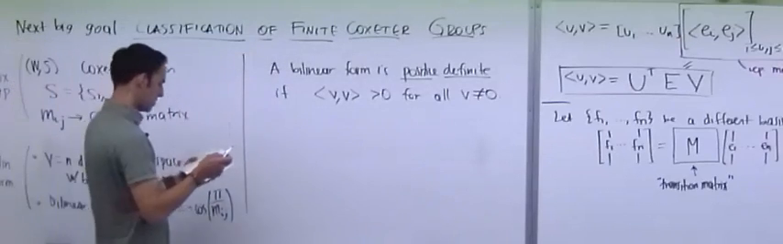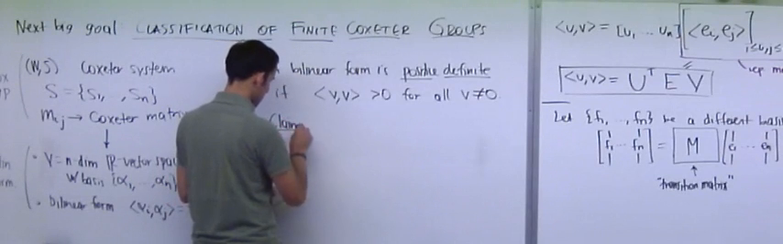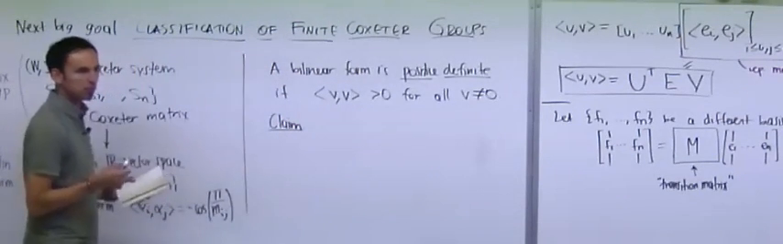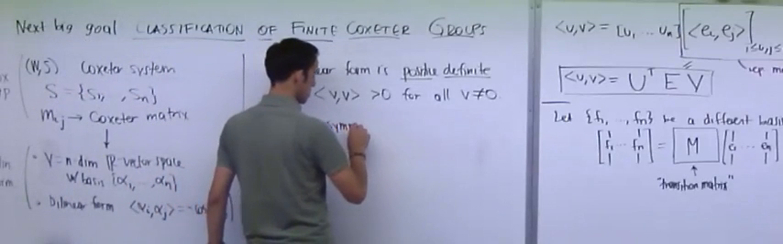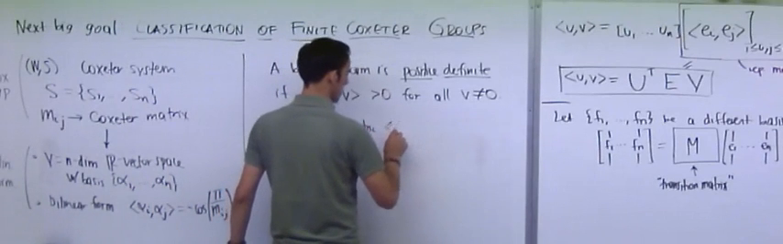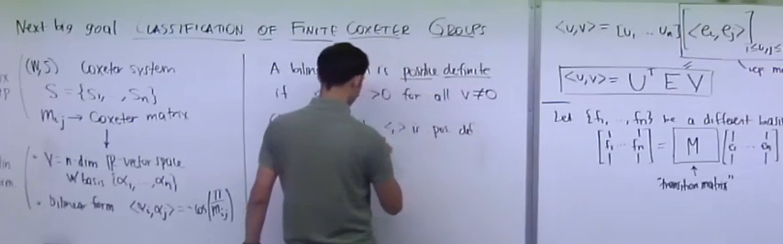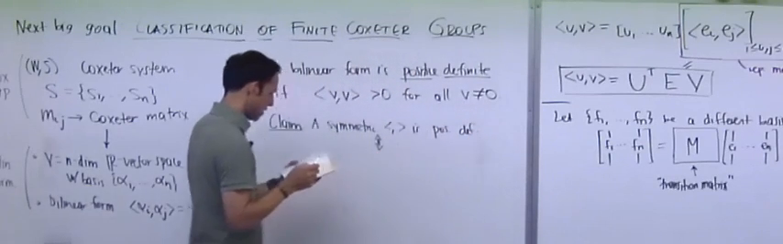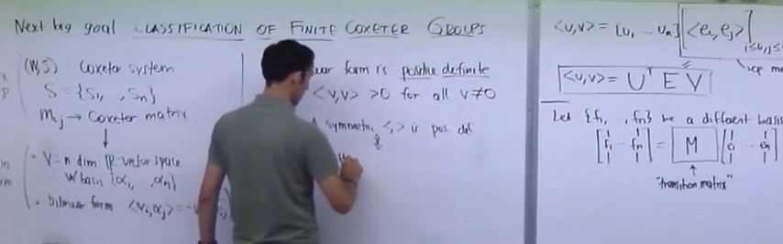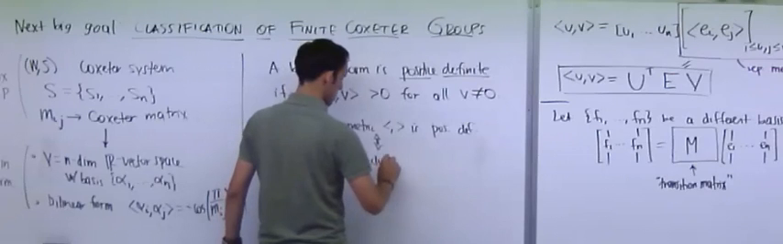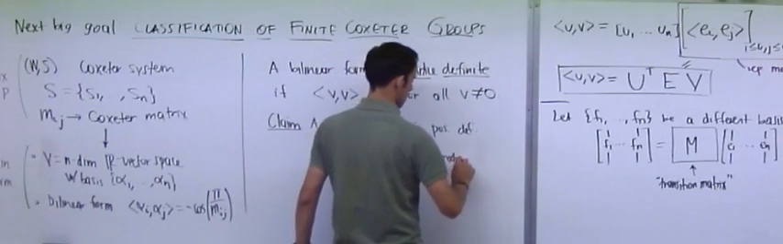But the nice thing about this is that actually this is an if and only if. So a symmetric bilinear form is positive definite if and only if it is the Euclidean inner product with respect to some basis.